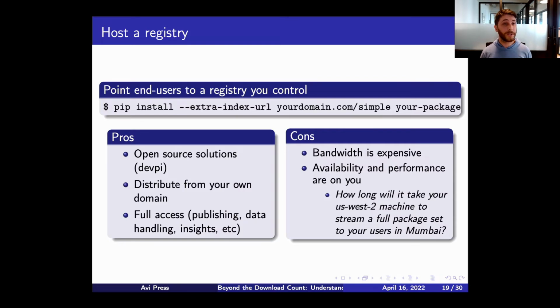Another option that we have is to host your own registry. That is, you can point your end users to a registry that you control. So instead of just running pip install your package, your users could run pip install with an extra index URL to a domain that you control, and then your package. This has some pros in the sense that there are open source solutions to do this, like DevPy. So you can just spin one up yourself without a whole lot of headaches. You can also then start to distribute your Python packages from your own domain, and then you have pretty much full access to whatever you want to do with the data that hits your servers.